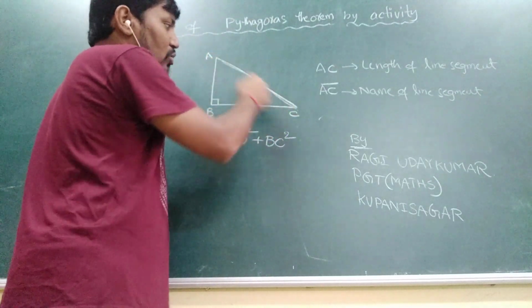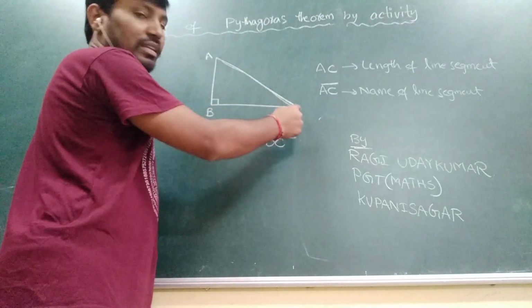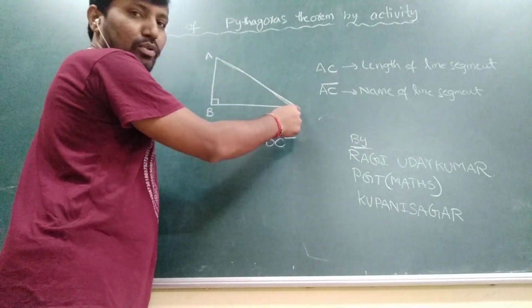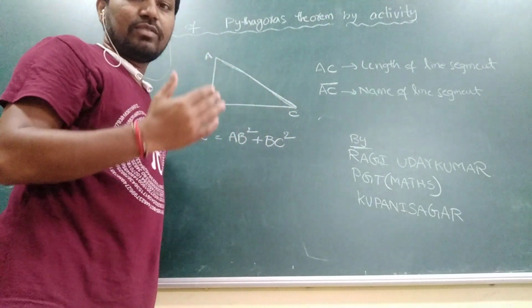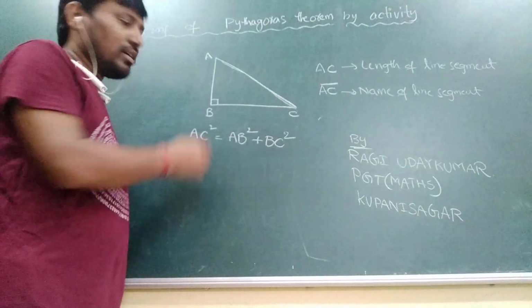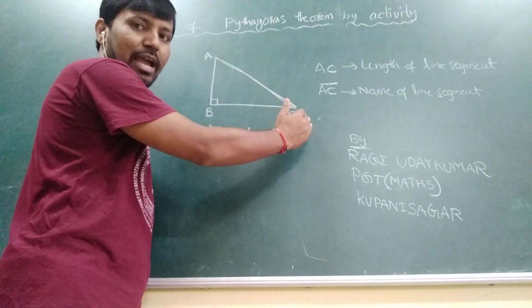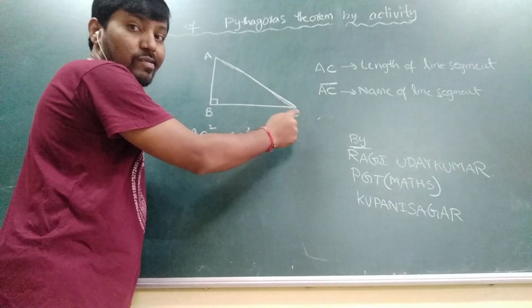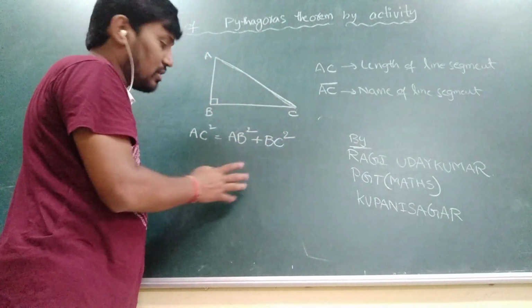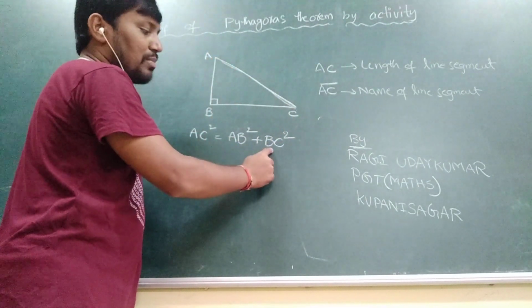In a right angle triangle, the square of the hypotenuse is equal to the sum of the squares of the other two sides. So this is the hypotenuse. Hypotenuse is nothing but the side which is opposite to the 90 degrees. Here 90 degrees, opposite 90 degrees is the hypotenuse. The square of this one is equal to the sum of the squares of these two sides. That is, AC square is equal to AB square plus BC square.